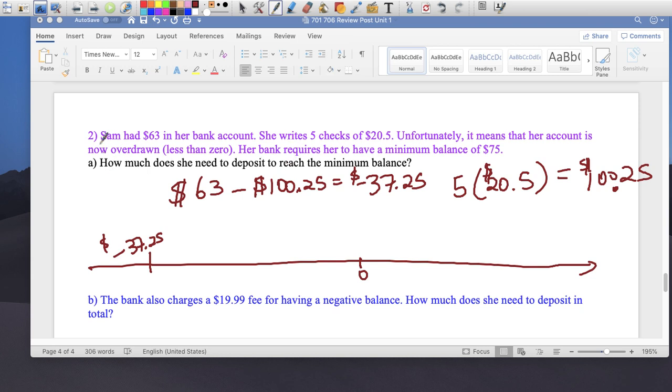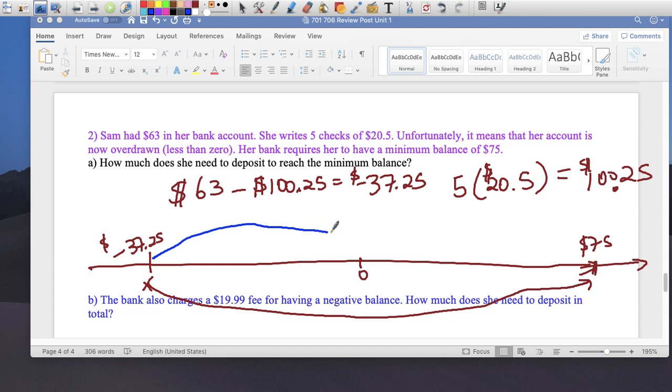The bank, like I was explaining to you guys, says you always have to have $75 in your bank account. She's here. She has to go back to the bank because she used all that money and deposit enough money that she goes all the way from negative 37.25 all the way to positive 75. So how much money does she have to deposit? Think about it in terms of distance. From here to 0, how much does she have to deposit? She's negative $37.25, so just to get her to 0, she has to put in $37.25.